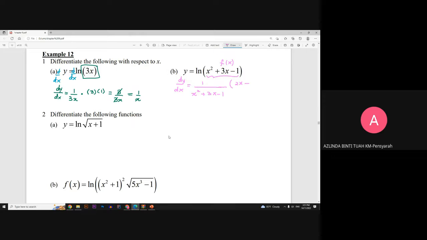plus differentiate 3x. So 3 will not be affected. So 3 stays there. Differentiate x is equal to 1, minus, follow the minus, differentiate constant equal to 0. Okay, now combine them. So on the top, we're going to have 2x plus 3 only over, copy back everything at the denominator. That's it.